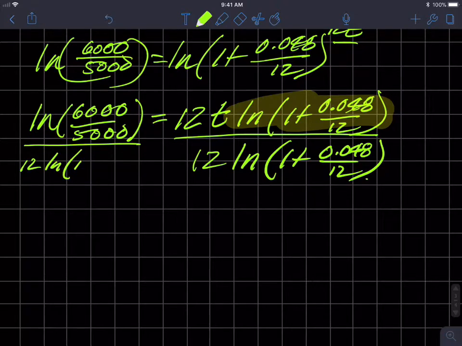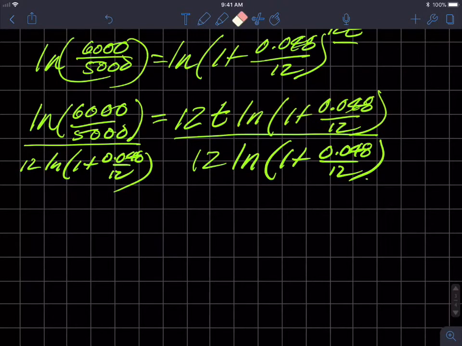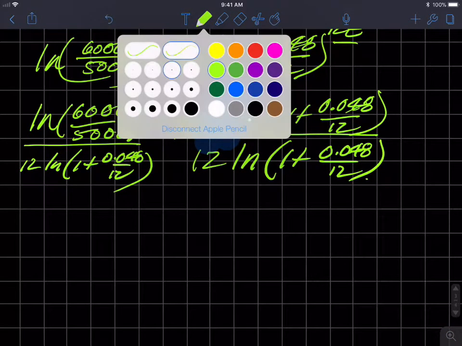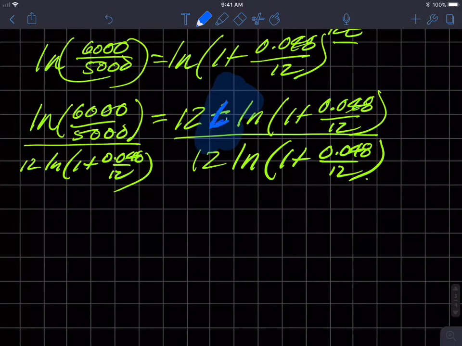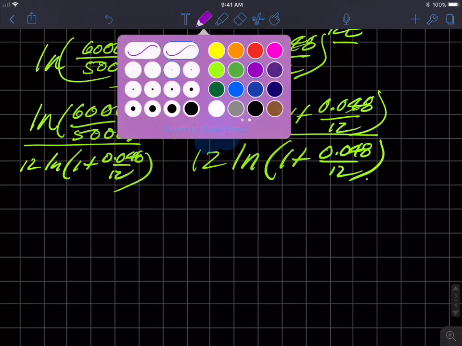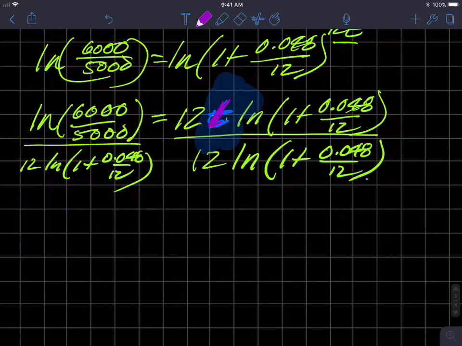So I got to do this over here on the left, 0.048 over 12. And that really just leaves the following, right? I think I can do this. Yeah. That leaves me with just t. The highlight kind of stinks. That leaves me with just t. And then I would choose the blue that you can't see through. That leaves us with just t, right? So I'm going to have t is equal to all of this stuff over here.